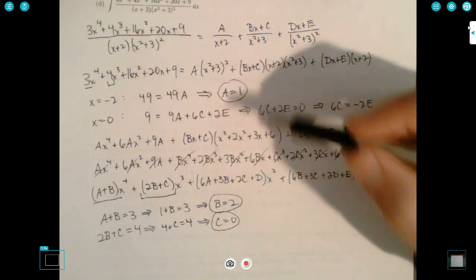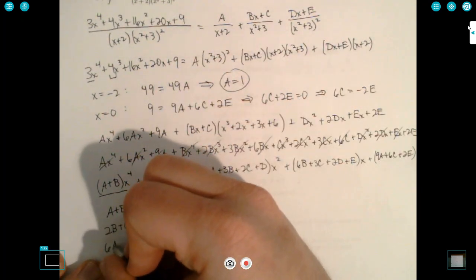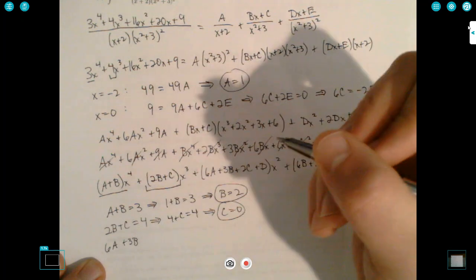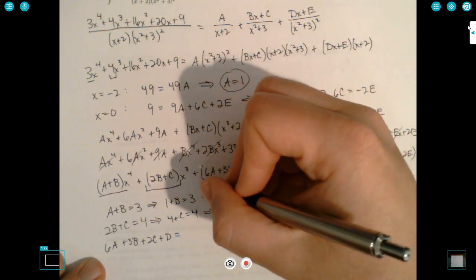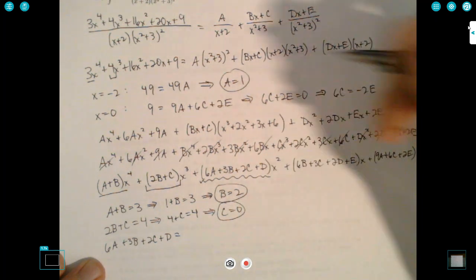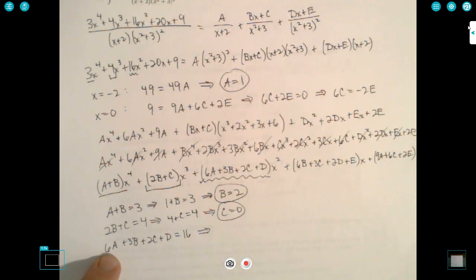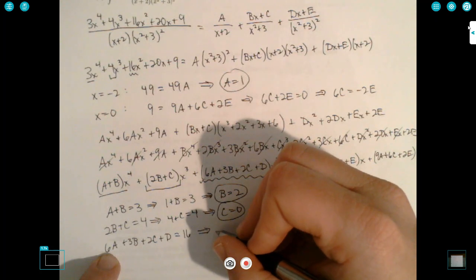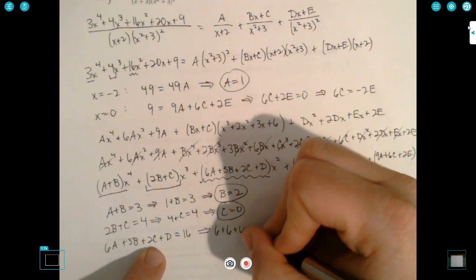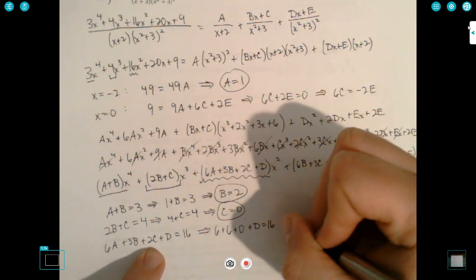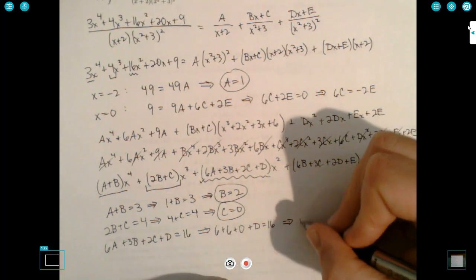I know a, b, and c, so I can use this one to get d. All right, so I know 6a plus 3b plus 2c plus d should equal 16. Well, a was 1, so this means 6. B was 2, so this means 6. C was 0, so this means 0. Plus d equals 16. And that means that 12 plus d equals 16, so d equals 4.